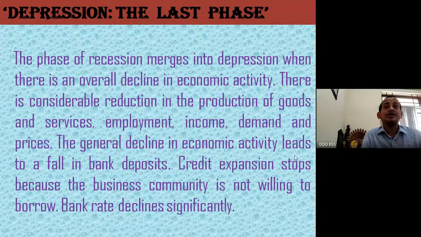The general decline in economic activity leads to a fall in bank deposits. When all things go down, employment will not take place, goods and service production will come down, income will not come, then demand will reduce, then prices also reduce. In that case, bank deposits will fall down. Credit extension stops because the business community is not willing to borrow. Extension of credit is the earning of the bank, so that will go down very drastically, as the business community will not be willing to take further loans, because they will face problems in paying installments of their existing loans.